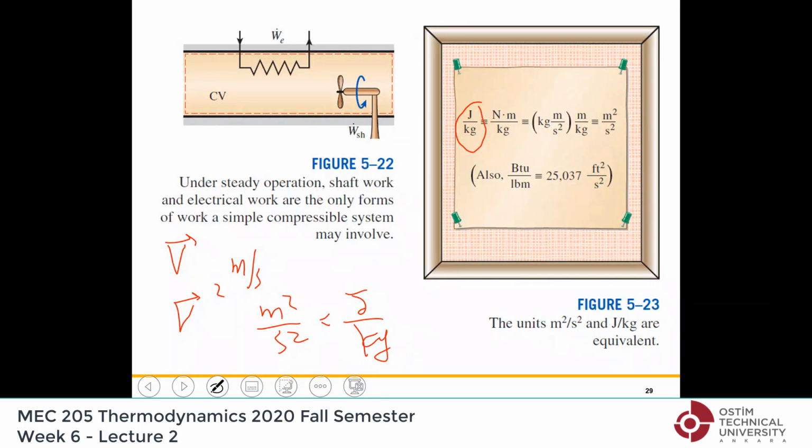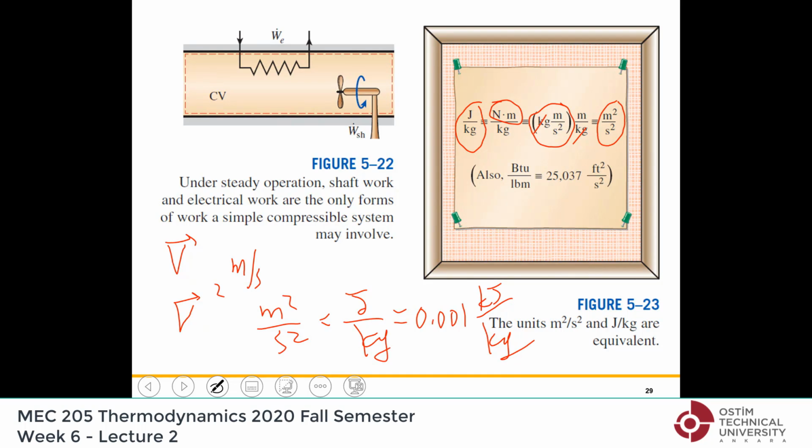Why? Take the joule. Joule is Newton meter, right? And Newton is kilogram meter per second squared. Then the kilograms will cancel. What do we have? Meter squared per second squared. So meter squared per second squared is the same as joule per kilogram. But keep in mind it is 0.001 kilojoule per kilogram.